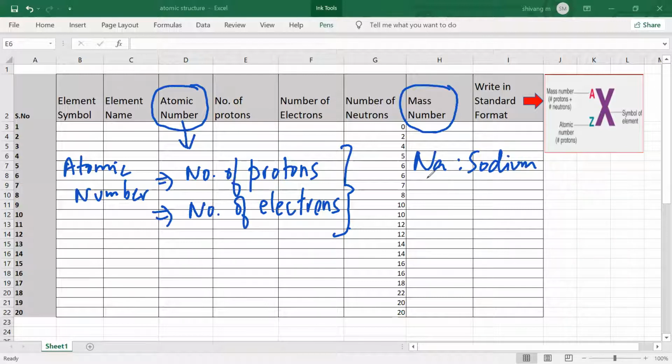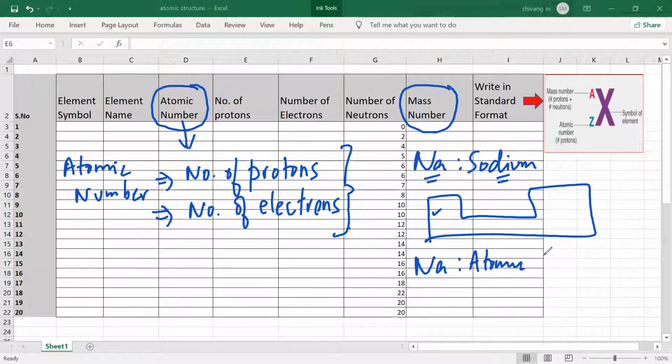The symbol of sodium is Na. Are we clear about this? Yes, sir. Now, when we look at the periodic table, we can find the atomic number. Are we clear about this? Yes, sir. So we'll find sodium, and in the periodic table, what we will find is that its atomic number is 11.